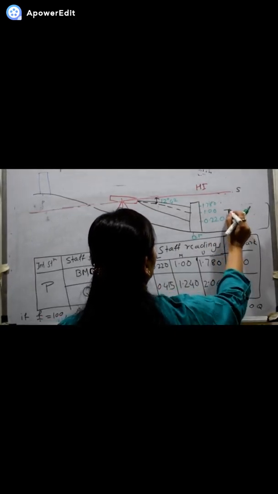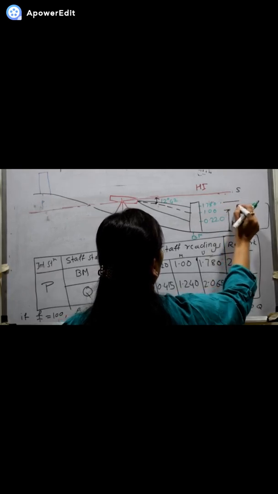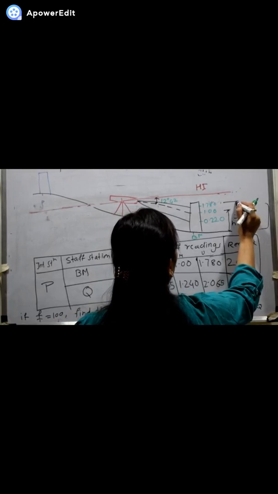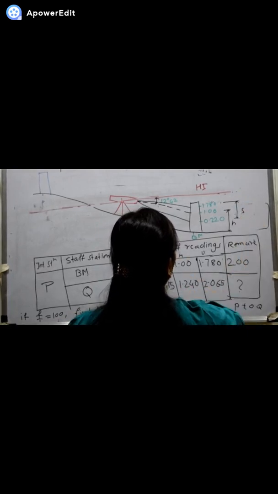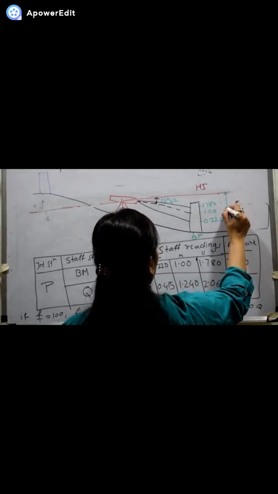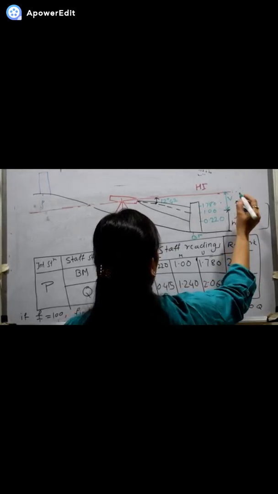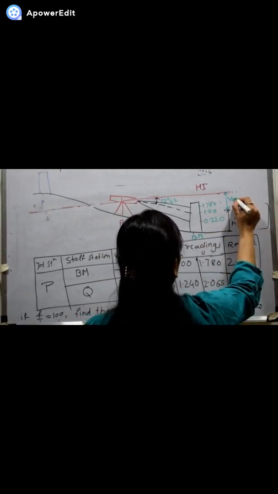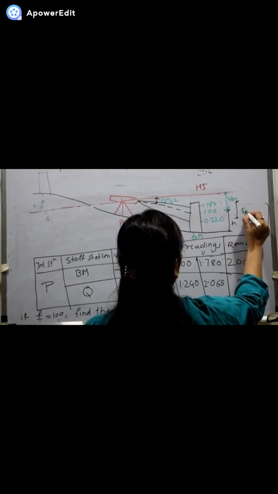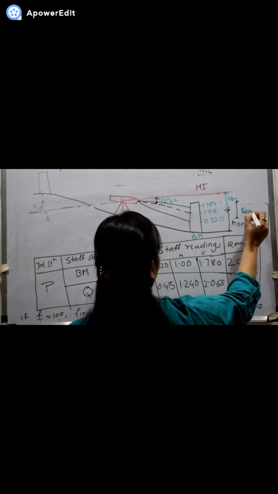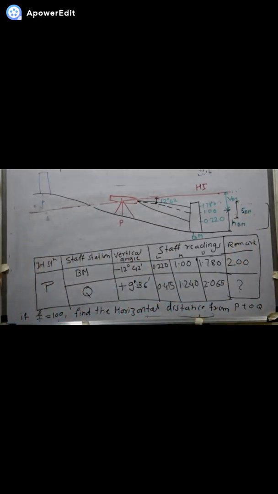Now this is the H value, the value between the upper and the middle hair. This value is the S value, and from the middle hair to the height of instrument, this is V. So since this is for the station BM, we are going to write S of BM, H of BM and V of BM. Now we will complete the other part of the diagram.